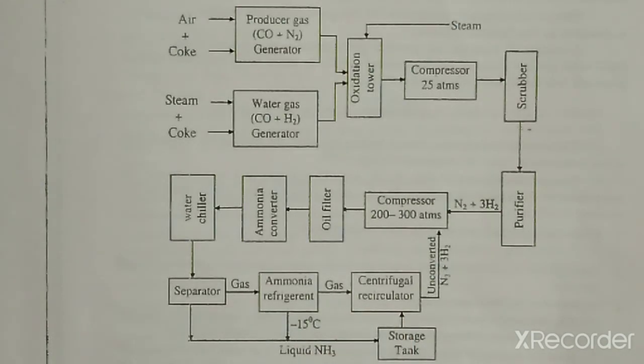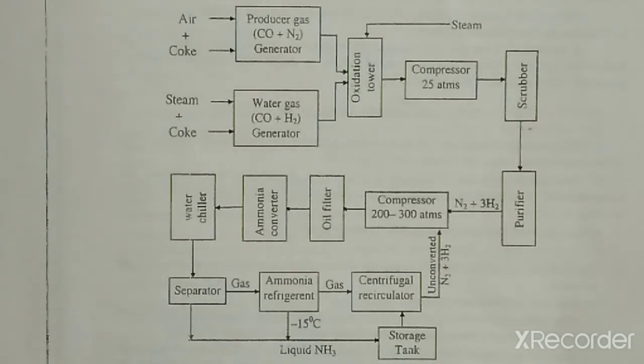This is the actual flow sheet diagram for the synthesis of ammonia. And we are going to see in detail the raw materials which are required for this synthesis.